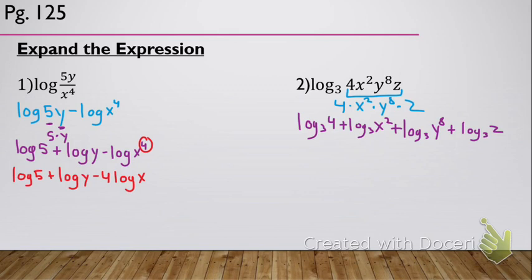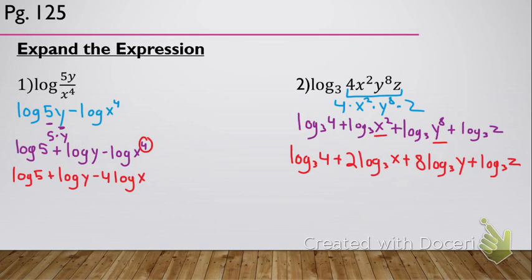Next step, we use the power property. We look for ones with exponents. We've got an x squared here and a y to the 8th here. So we pull those out to the front and keep everything else the same. So this is log 3 of 4 plus 2 log 3 of x plus 8 log 3 of y plus log 3 of z.